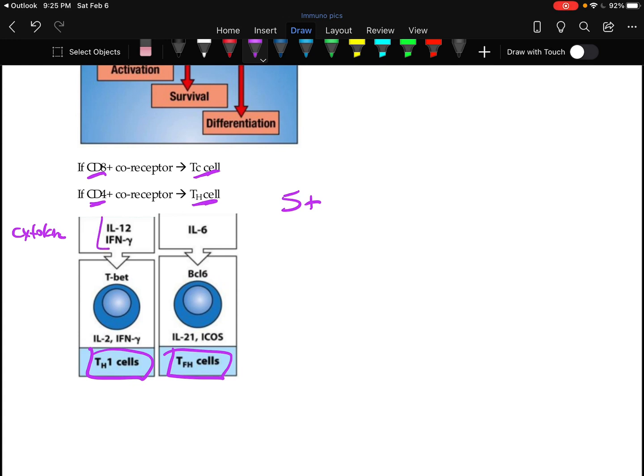But we have interleukin 12 here and interferon gamma that produces the helper T1 cells. And then we have interleukin 6 that produces the follicular helper T cells. But that has to be in the context where we don't have, I'm just searching here.